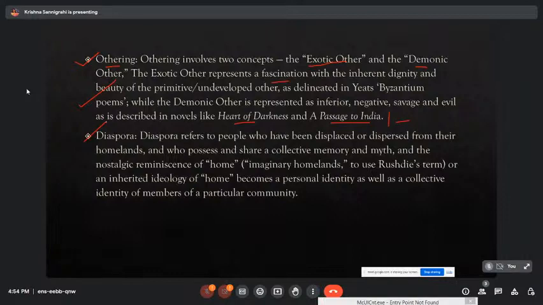Then comes the concept of diaspora. So diaspora refers to people who have been displaced or dispersed from their homelands and who possess and share a collective memory and myth and the nostalgic reminiscence of home, which is imaginary homelands, to use Rushdie's term. Salman Rushdie, who is also a very phenomenal writer, and his novels are also very important. Or an inherited ideology of home becomes a personal identity as well as a collective identity of members of a particular community. So, if you are reading Jhumpa Lahiri, or any other writer who is an example of a diasporic figure, then the concept of home, the concept of homeland, and how it is discussed also takes up an important part of post-colonial criticism.